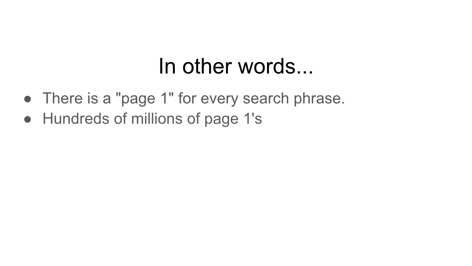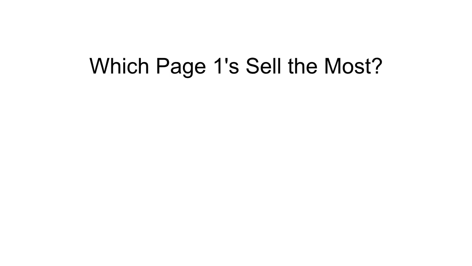In fact, it's true that there are a lot of brand new searches on Amazon every single day. Every single day, there are hundreds of thousands of new search terms that have never been searched before that have a page one created right then and there, dynamically by the A9 search algorithm. So when we say that there are hundreds of millions of page ones, that just keeps going and going and going as people search for new things every single day. So the real question is, which page ones sell the most?